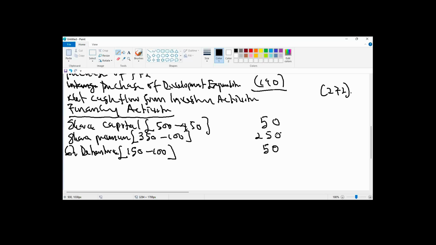Does it pay, sorry, dividend? Dividend paid was not mentioned in the additional information. I will go and calculate the dividend paid.